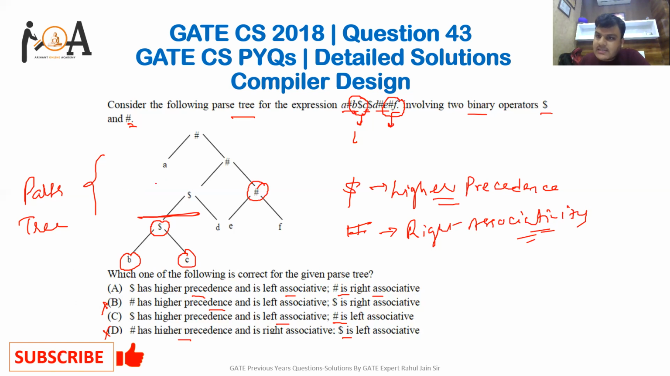However, you can also answer in terms of the parse tree itself: dollar is going this way, so it is left associative, and hash is going this way, so it is right associative. You might observe that also. So option A is the correct answer: dollar has higher precedence and is left associative and hash is right associative.